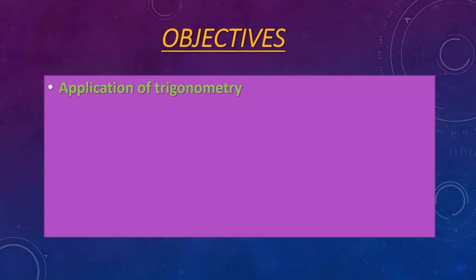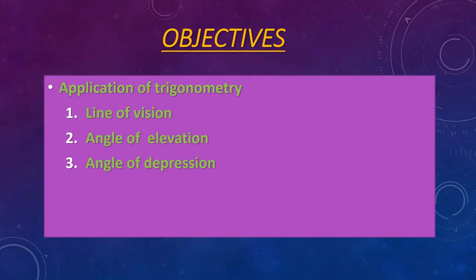First, let us revise the application of trigonometry and the concepts related to it. The concepts are: first, line of vision; second, angle of elevation; and third, angle of depression. And next, we are going to solve the remaining problem set sums from problem set 6.